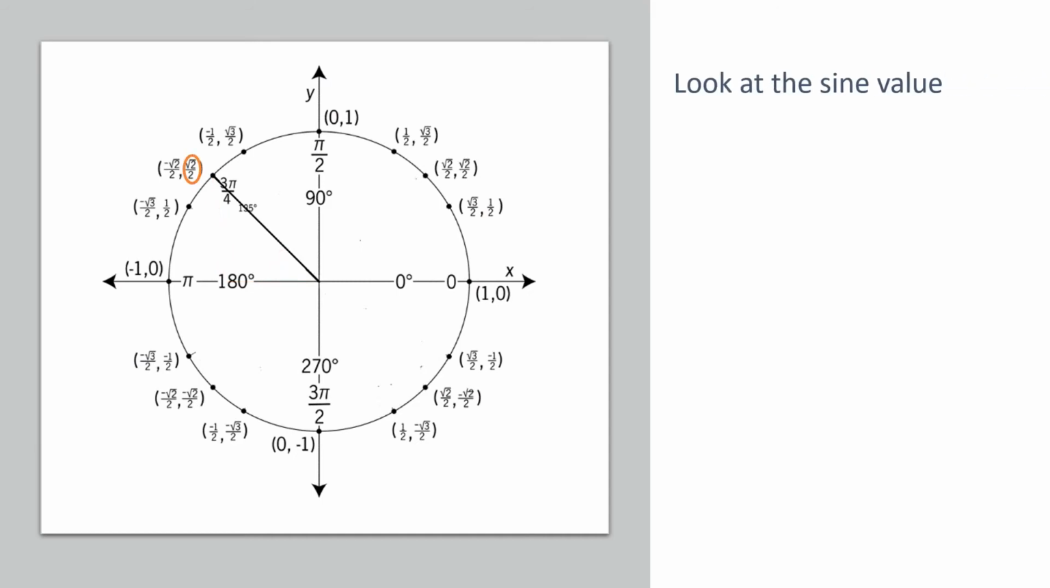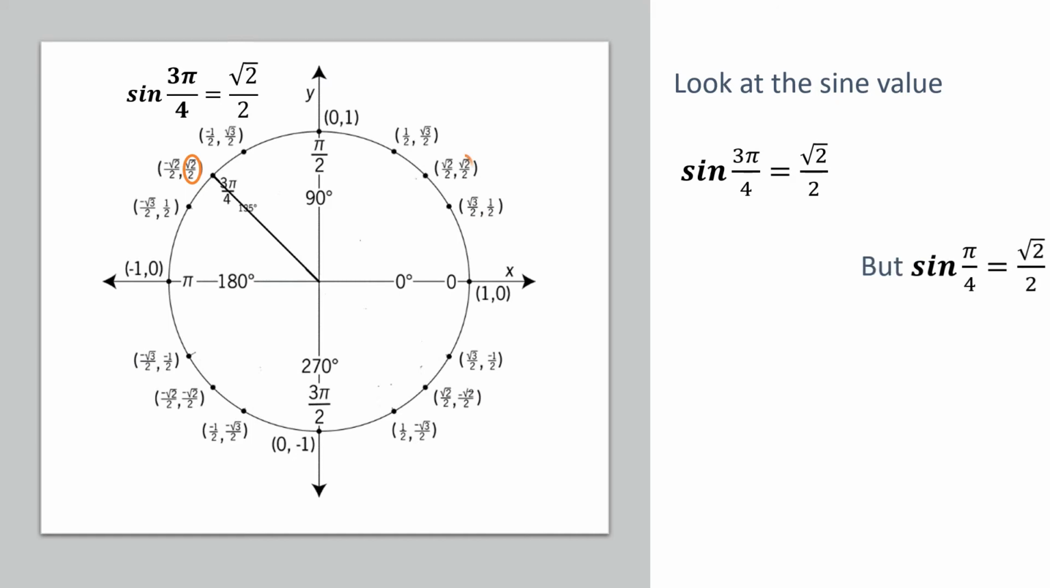So let's also look at the sine value. Sine value is going to be the y value. So the sine of 3 pi over 4 should be square root of 2 over 2. But the sine of pi over 4 is also square root of 2 over 2. So we have two different angles to plug into sine that give us the same value out. Whenever we apply the sine function to 3 pi over 4, we get square root of 2 over 2. We also get square root of 2 over 2 when we plug in pi over 4. So there's two different angles that give us the same answer.